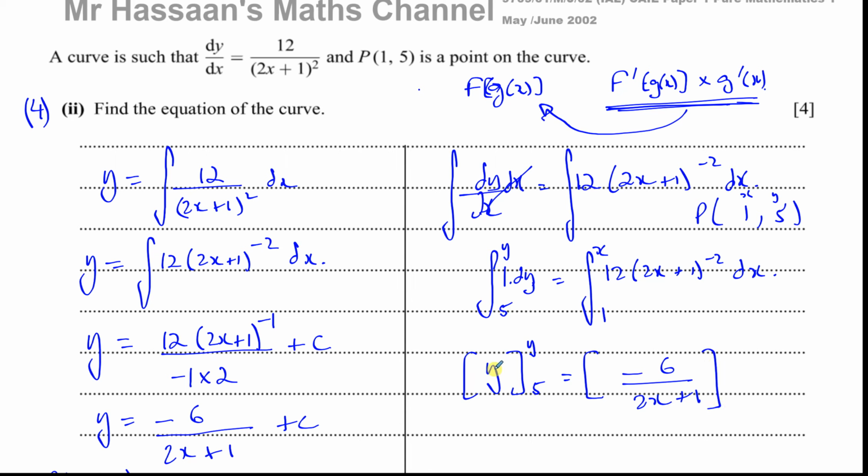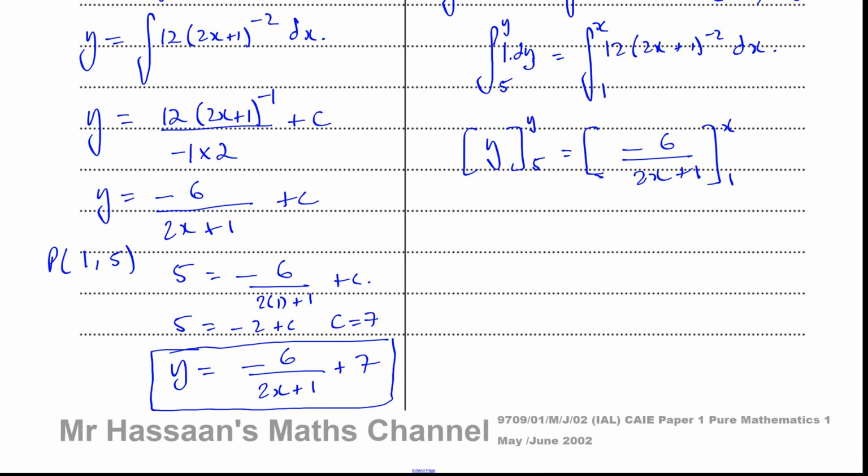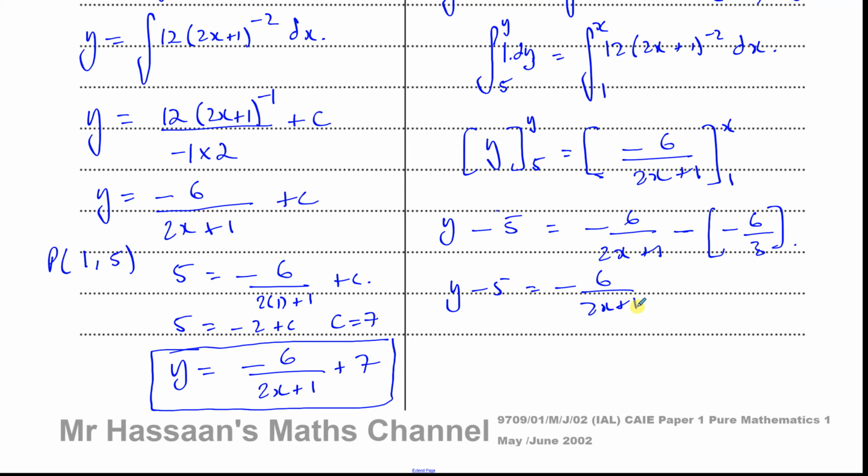So it's the same process we go through here. I'm just skipping that section, giving you this. I don't put plus c because I have a definite integral, so I'll put x here and 1 here. This will automatically find the plus c for me. So all I have to do now is put y in here. So I have y minus 5 is equal to, put x in here, so you have minus 6 over 2 times x plus 1. And then you're going to put minus, and then you're going to put 1 in here. So you have a minus, that's going to be 6 over 2 times 1 plus 1, which is 3. So we end up with y minus 5 equals minus 6 over 2x plus 1.